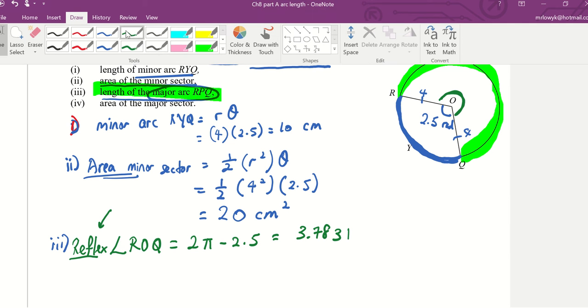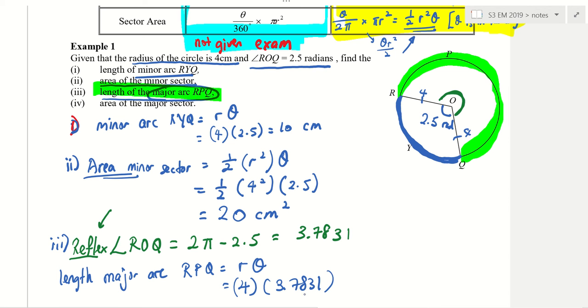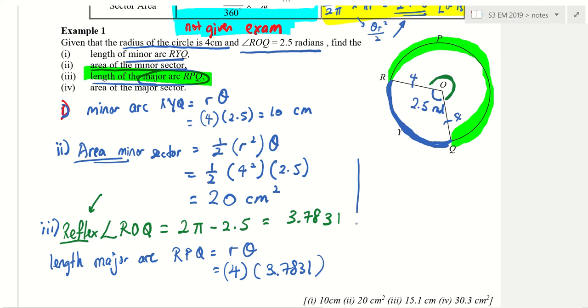So, let's continue. Length. Jinghui, how do I find the length? Still r theta, right? Now it's 4 times 3.7831. Like that. Easy. Part 4. The area of the major sector.